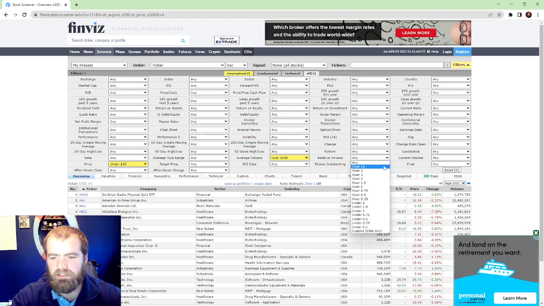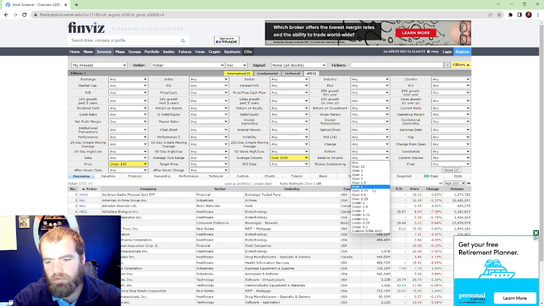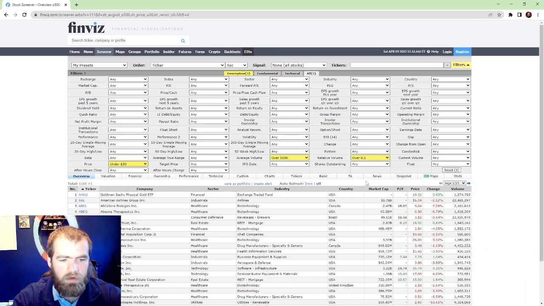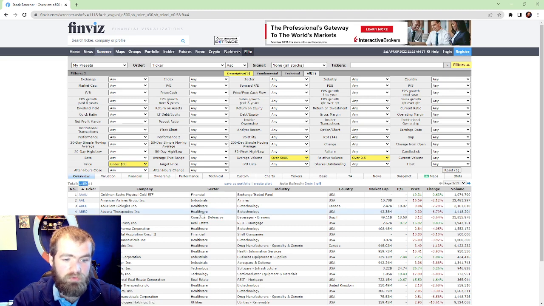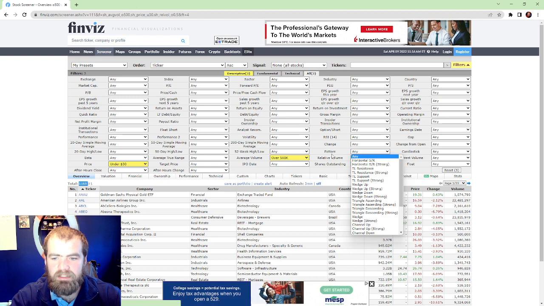So the next thing is I like to go to relative volume. I like to go anything over 0.5, 0.75, or even 1. We'll go 0.5 and we can always change it. And you can see that dropped it just a little bit, but this next one here will drop it a little more. So the next thing is the pattern.